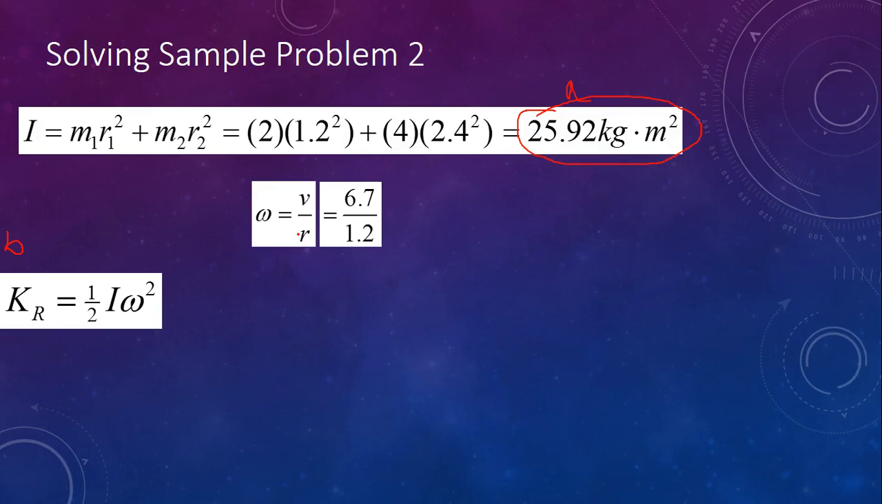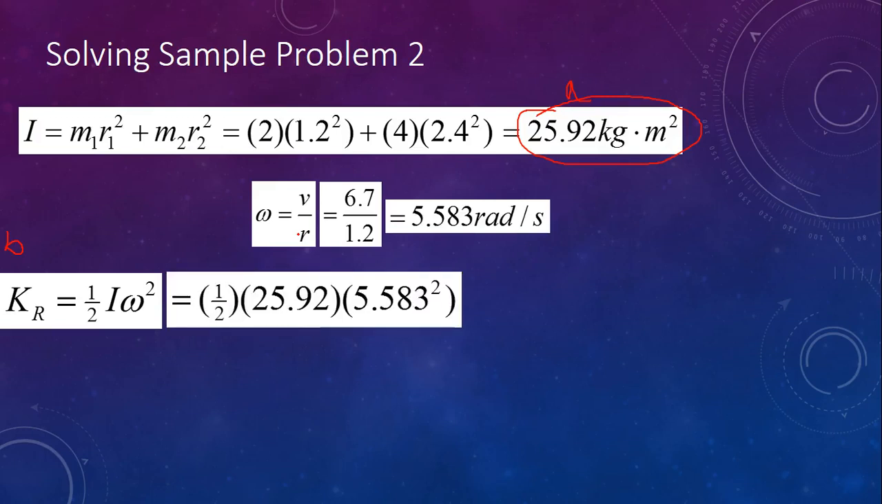So you just do 6.7 divided by 1.2, and you get 5.583 radians per second. Then you plug in those numbers that you just got, and you should get 404.01 joules.